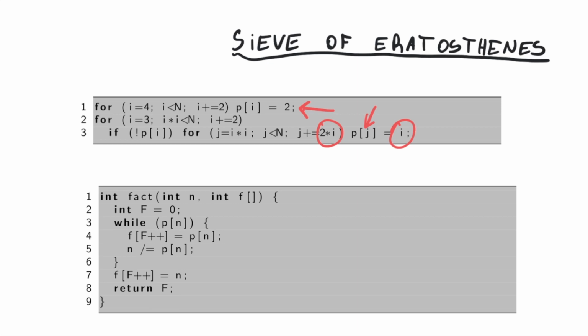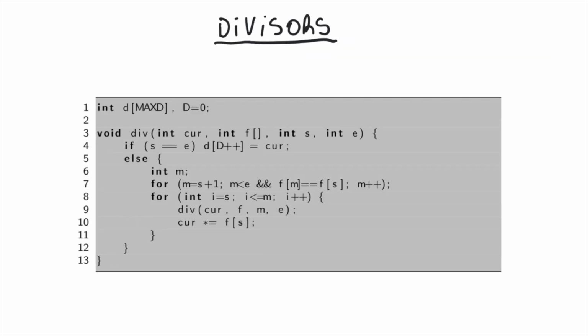So the Sieve of Eratosthenes is O(n log n), and then finding the factorization is just O of the number of divisors of our input. This will be useful, for example, to compute the divisors of a given number.